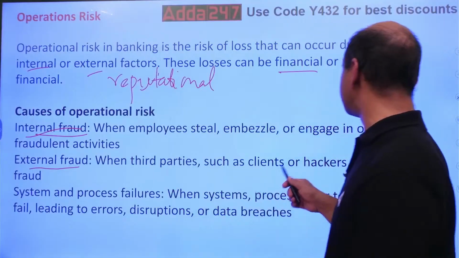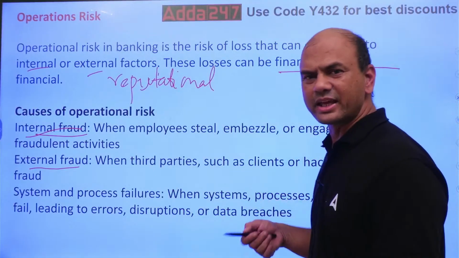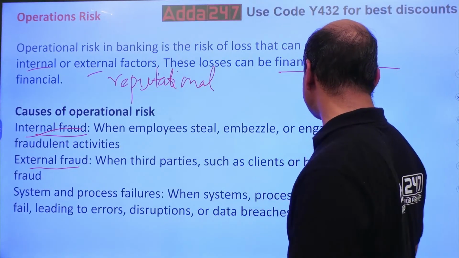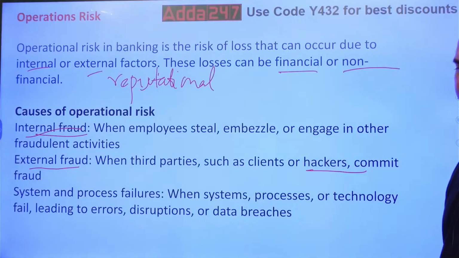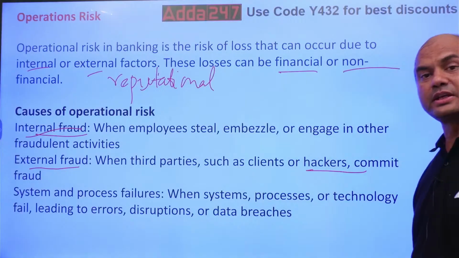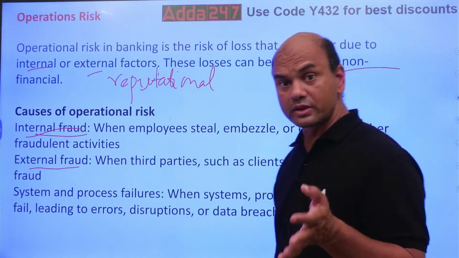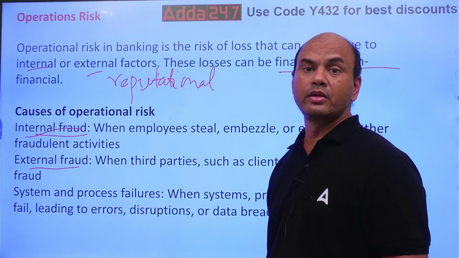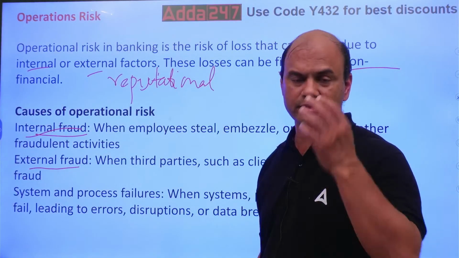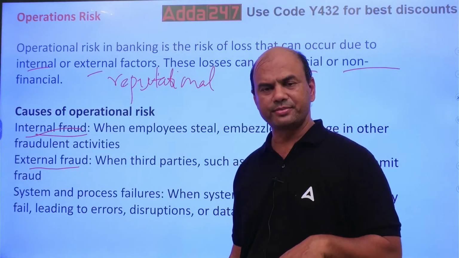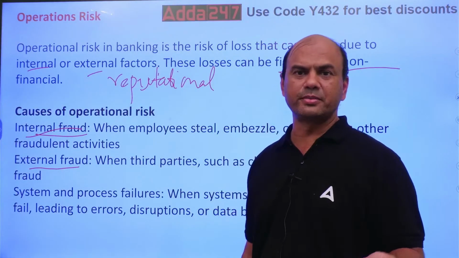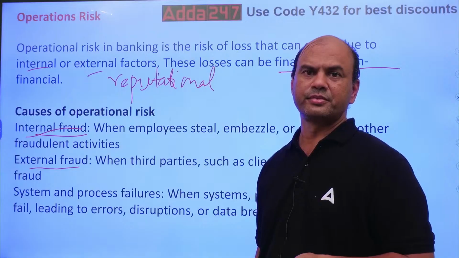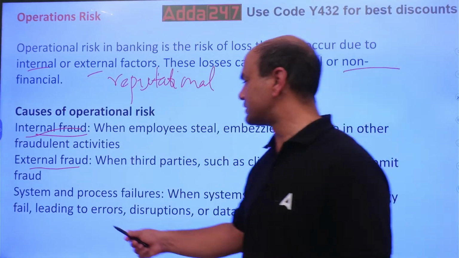Third parties such as clients or hackers commit frauds. Nowadays this hacking is very common, isn't it? So hackers are a major problem nowadays in online banking. That's why many of us say, don't do online banking. Frauds happen a lot, and we don't know where the money goes. Somebody in America will steal your money. These things will happen. For that you have insurance also. If somebody steals your money, you will get it back from the insurance company immediately. Okay? Systems and process failures.